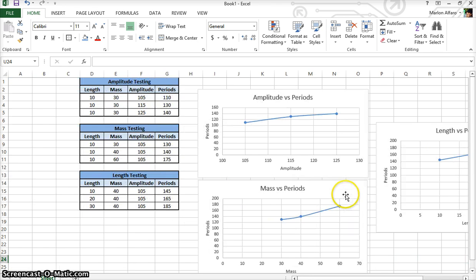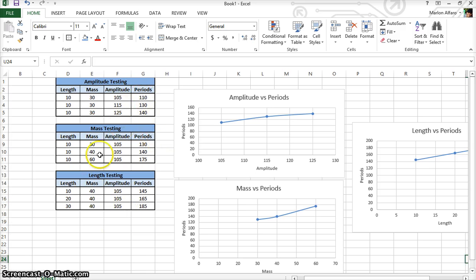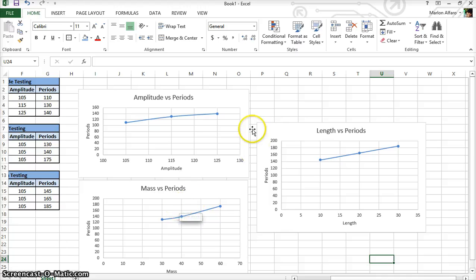Now, again, this data is made up. So I'm making up this data. Maybe yours says something different. But this is the power of using graphs, because they can easily and quickly give you a relationship or tell you what is happening with your data.